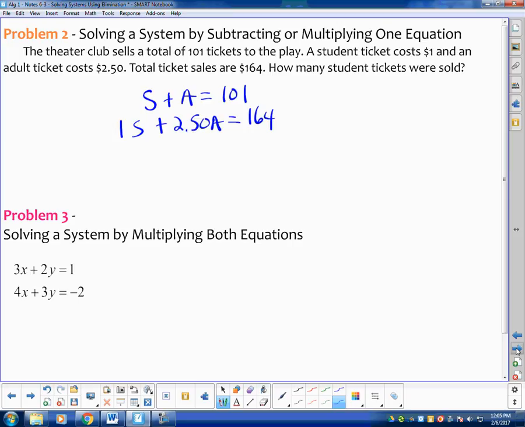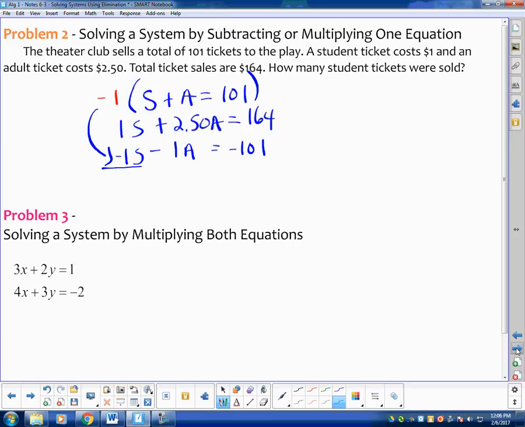Here's what I would do. Take this first equation, and I'll do it in a different color here. I'm going to multiply through by -1, giving me a new equation of -1s minus 1a equals -101. So I'm multiplying through by -1 each and every term before I go and try to add the equations together.